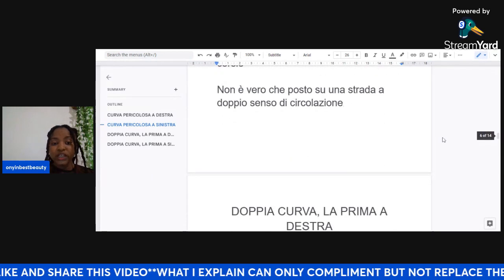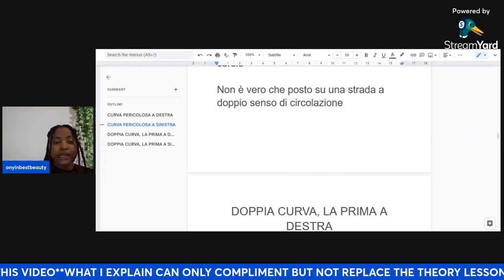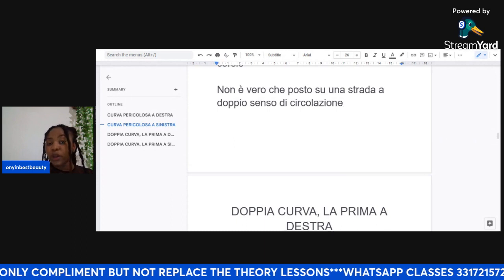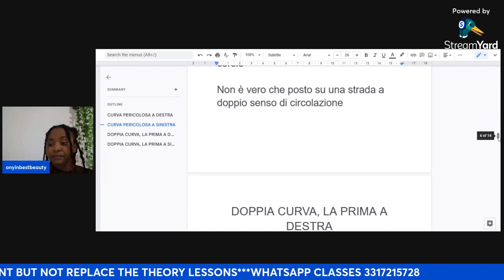Non è vero che è posto su una strada a doppio senso di circolazione. In order to say that they put them for doppio senso di circolazione, meaning that you can't see it in one way. No, okay?